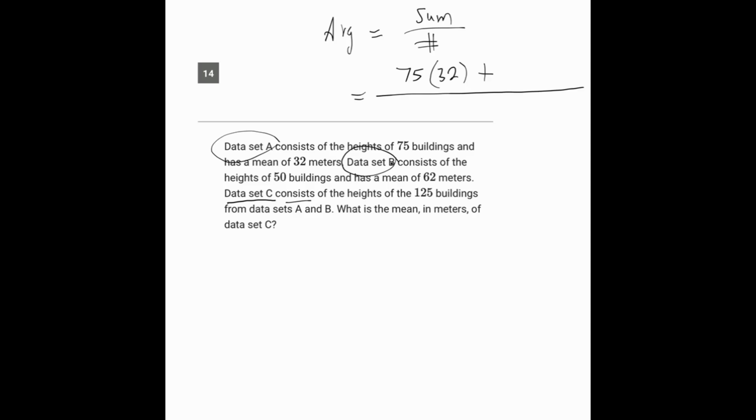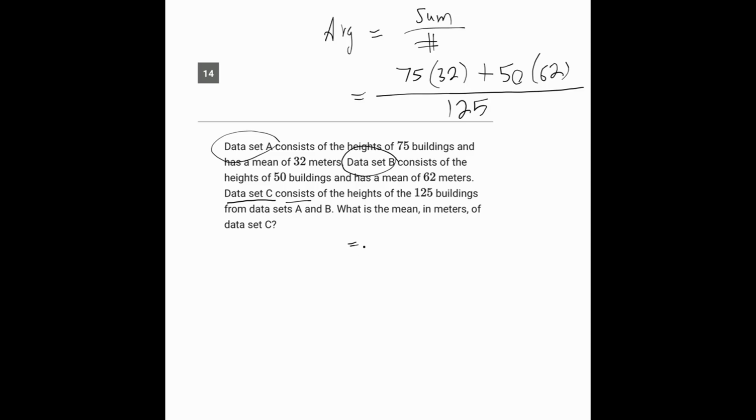So same thing for data set B. We'll say we have 50 buildings that each have a height of 62, even though we don't know for sure that they're 62, but we're going to imagine that they are. And we're dividing by 125 because there are 125 buildings altogether.